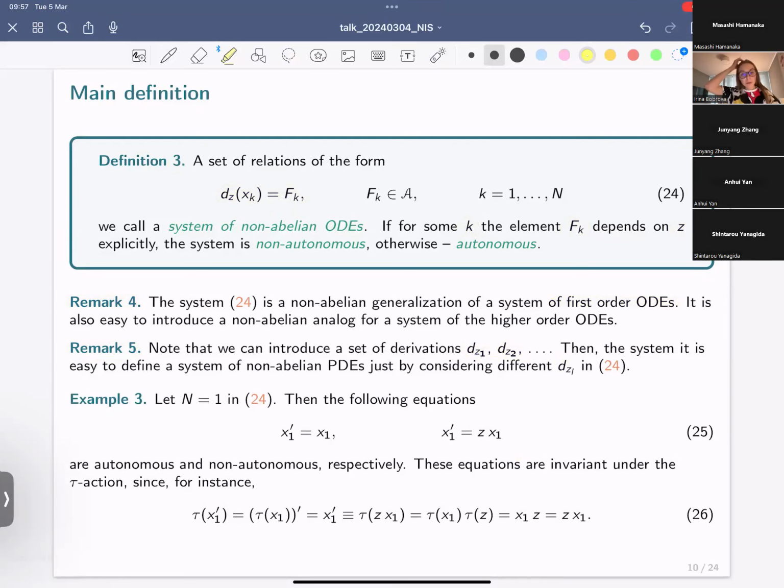Let me present an example. When n is equal to 1 in formula 24, let us consider two systems. The first one is x1 prime equals x1, and the second one is x1 prime equals z x1. Recall that z is the central element, so we don't care about the position of z in the right-hand side of this expression. According to this definition, the first equation is a non-abelian analog of an autonomous ordinary differential equation, and the second one is an example of a non-abelian analog of a non-autonomous differential equation.